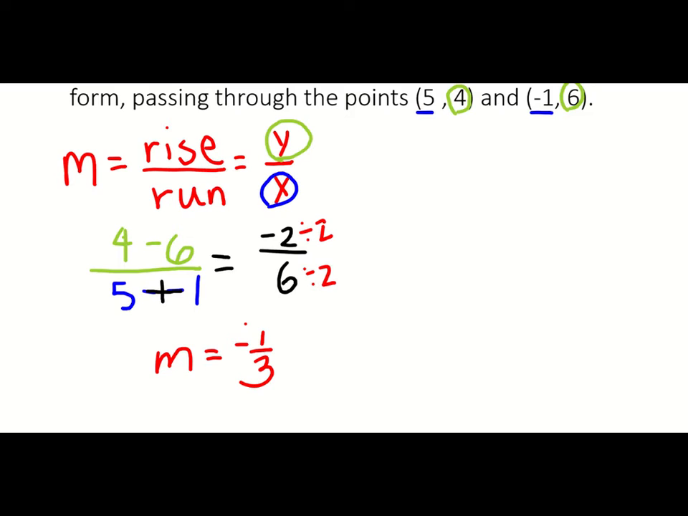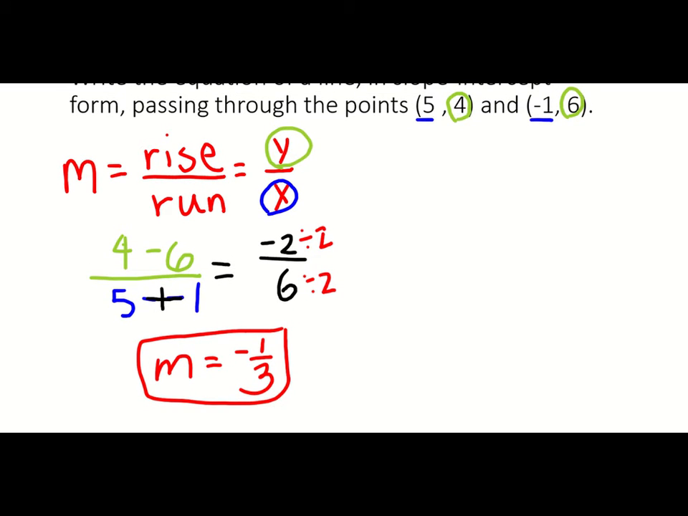So once you've calculated the slope, you then want to use that number and one of your points to figure out the y-intercept so you can write the final equation. So we can use either the point (5, 4) or the point (-1, 6) along with our slope to figure out the y-intercept. I like positive numbers, so I'm going to use the point (5, 4) along with my slope negative 1/3.